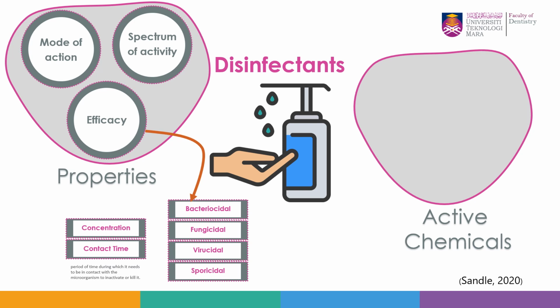All right, so now we have looked at the disinfectant properties and how to know whether it is efficient or not. We are looking at these factors: bactericidal, fungicidal, virucidal, and sporicidal. And it can be more efficient if they have the right concentration and if we follow the contact time recommended by the manufacturer. All right, let's move on to the active chemicals.